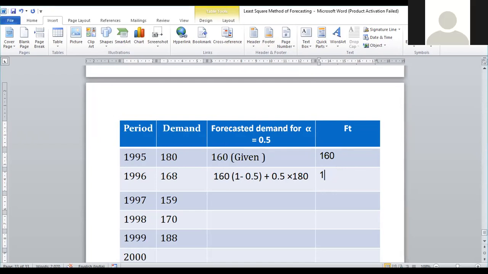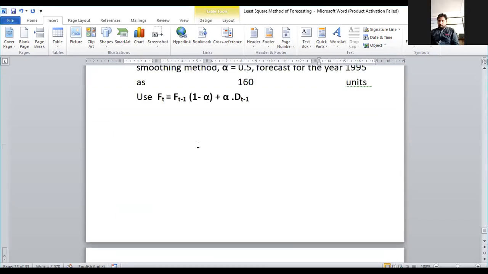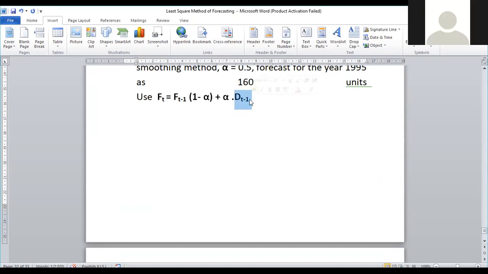Yes, in the formula, here, D suffix T minus 1. This suffix is for the period. Which period? T minus 1 means the previous period. If you are considering T as the current period, then the previous period becomes T minus 1.